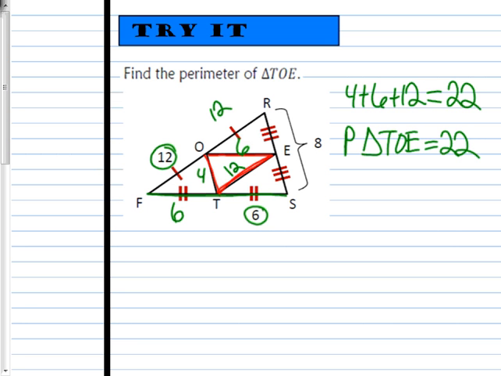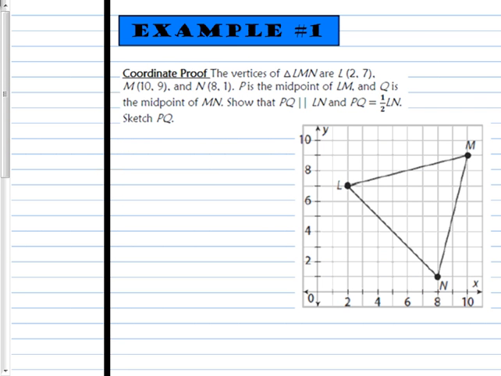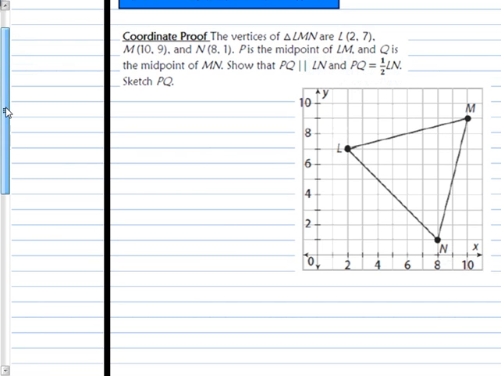Okay, lastly, we're going to go back to example 1. And this is where we are proving that this theorem actually works. So the vertices of LMN are at 2, 7, 10, 9, and 8, 1. They're already there for us. P is the midpoint of LM, and Q is the midpoint of MN. Show that PQ is parallel to LN, and PQ is half of LN, and we have to sketch PQ. So a lot of things we have to do.